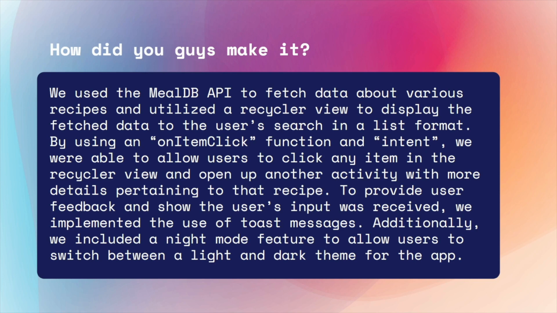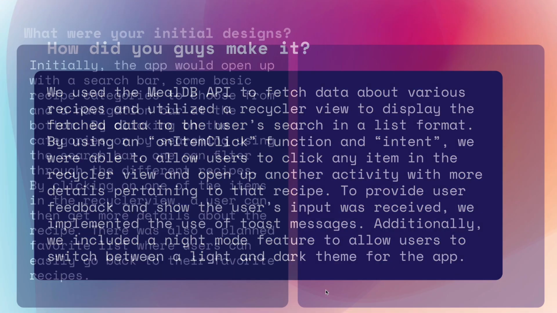For our app, we chose to use the MealDB API to help us display a list of recipes in our recycler view. And in order to allow the users to interact with this list of recipes, we use an on-item click function to let the user select or click an item within the recycler view. And then using intent, a new activity will open up displaying the recipe details pertaining to that specific recipe that the user has clicked. We also implemented the use of toast as a response to a successful search, and we also implemented different themes depending on light and dark mode.